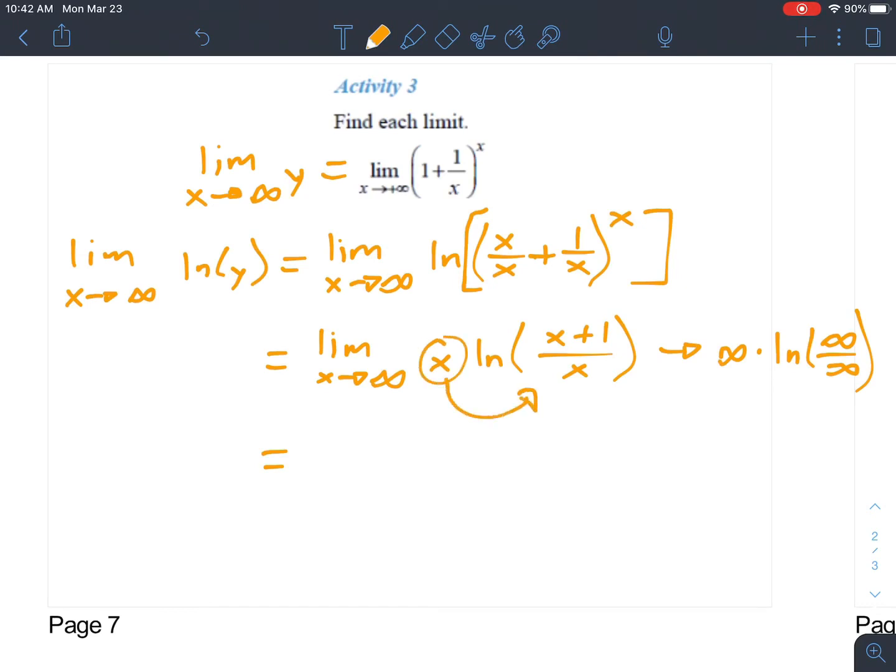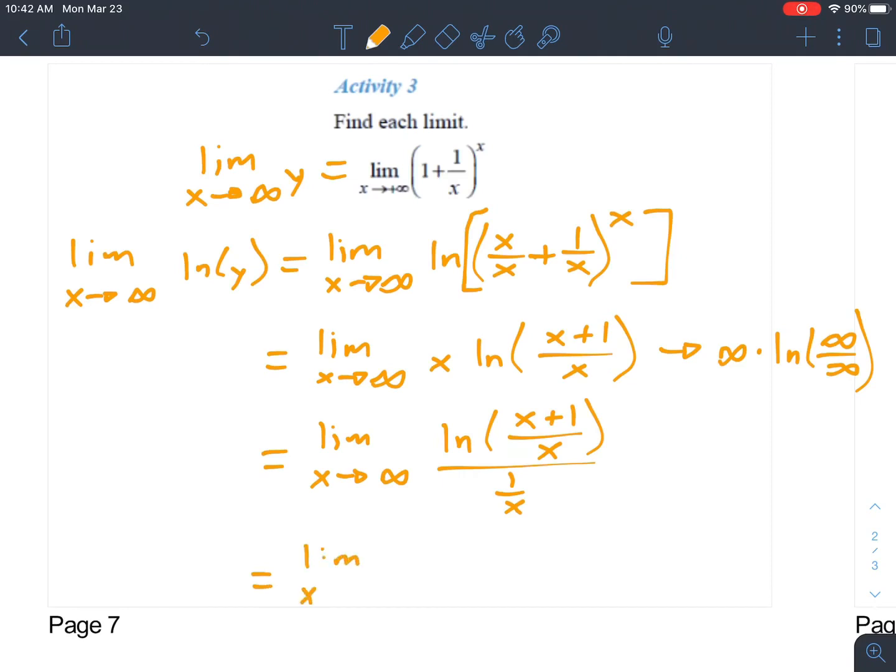So I'm going to take this x, and I'm going to move it into the denominator by dividing by the reciprocal. So that's going to give us natural log on top, and on the bottom, we're going to get 1 over x. Now we will do L'Hopital's. And for the first part, we're going to get 1 over x plus 1 over x.